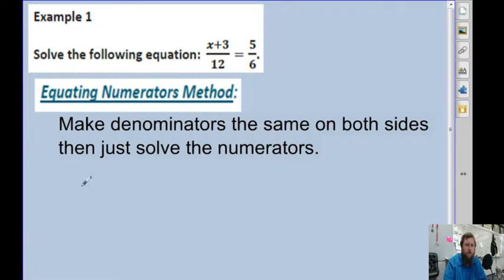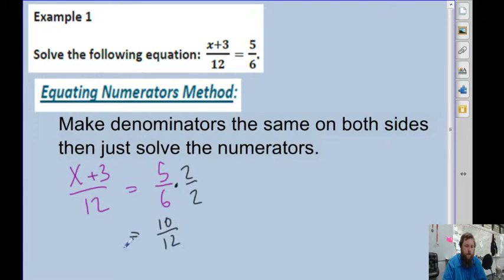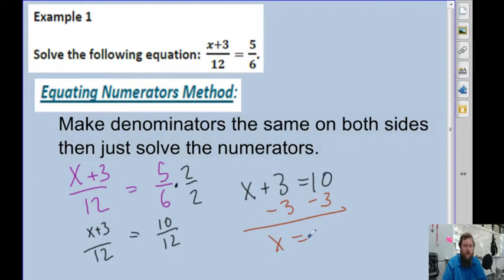I'm going to take this equation right here. So I have x plus 3 over 12 equals 5/6. And the way to make these denominators the same, the LCM, lowest common multiple, would be 12. So I'm going to multiply the right by 2 over 2. You have to multiply the top and bottom by the same to keep it equivalent. So this is going to be x plus 3 over 12 equals 10 over 12. Since both sides are over 12, I can just ignore the over 12 part and just say x plus 3 equals 10 and solve for this. If I do that, subtracting 3 on both sides, I get x equals 7.